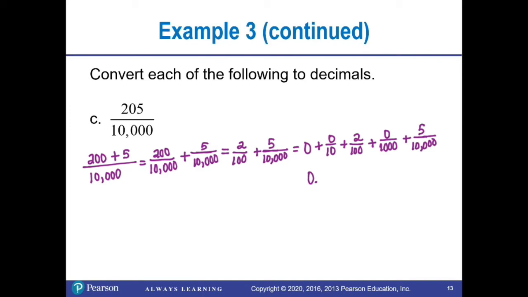So I have a 0 in the ones place. Don't forget your decimal point behind the 0. A 0 in the tenths place, a 2 in the hundredths place, a 0 in the thousandths place, and a 5 in the ten-thousandths place. And so my decimal is 0.0205.